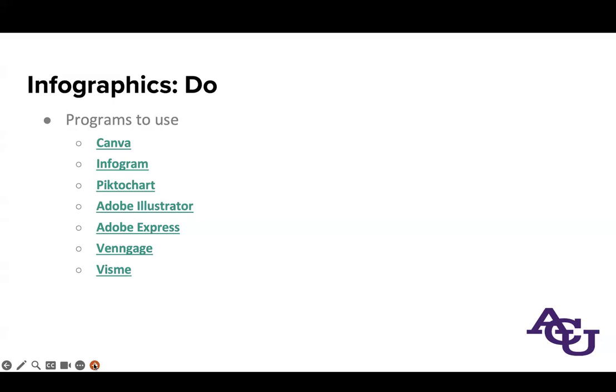Canva is super popular. Another program that is often used is Infogram. Piktochart. Depending on your access to Adobe, you can try Adobe, or even your knowledge of Adobe, because it gets pretty complicated, but Adobe Illustrator and Adobe Express. And two more, there are many more out there, but two more that you could also explore are Venngage and Visme.